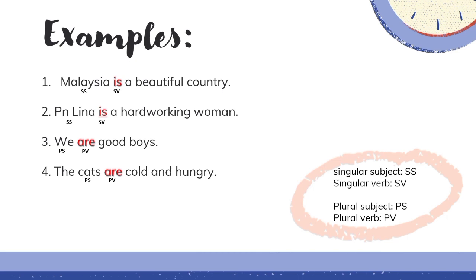Number 3, we are good boys. We is plural subject, so we use are as the plural verb. And number 4, the cats are cold and hungry. So the cats here is plural subject, and we use are as the plural verb.